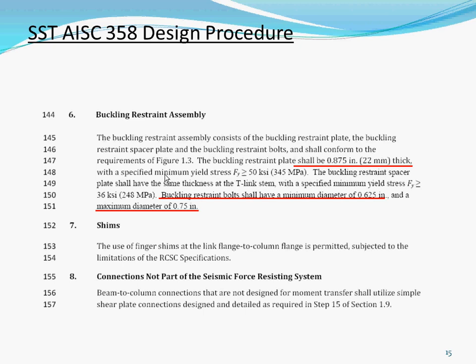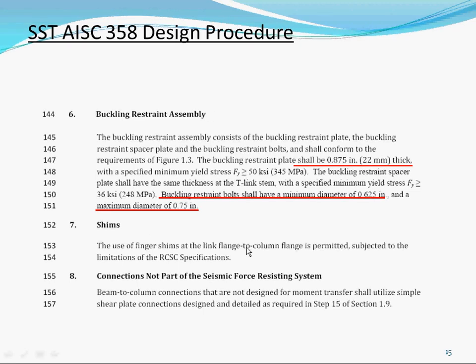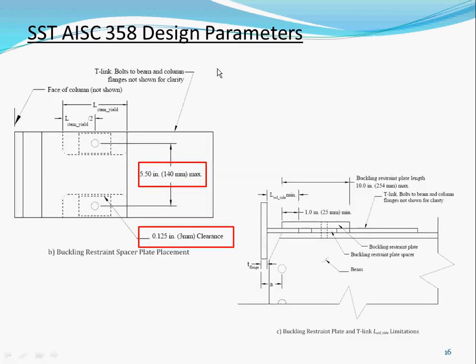So that's shims. We're allowed to use it, but most likely we don't need it. And columns, they're not part of our lateral force resisting system, so columns are not part of the frame. We have some requirements for them to design as well.